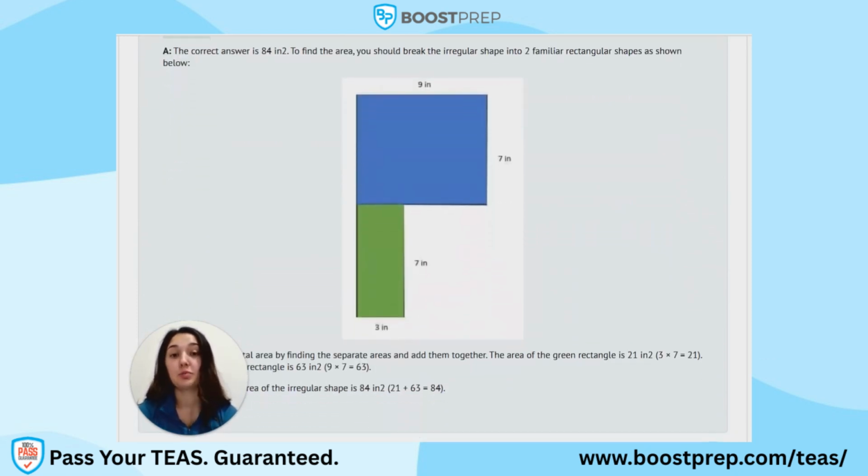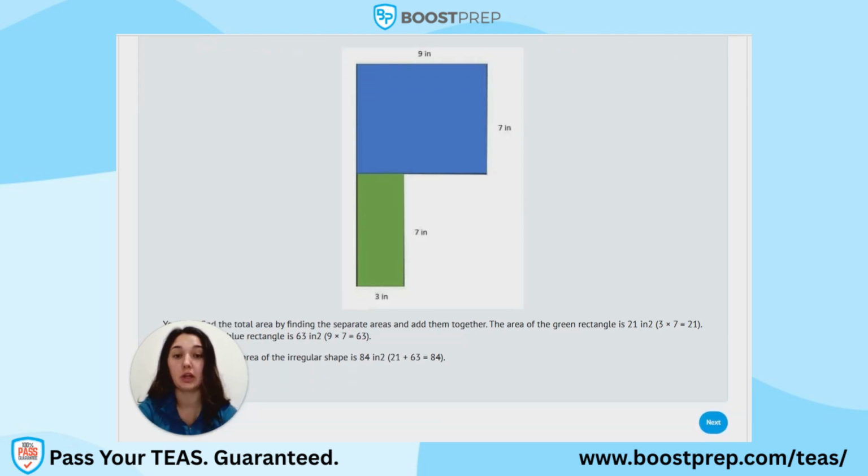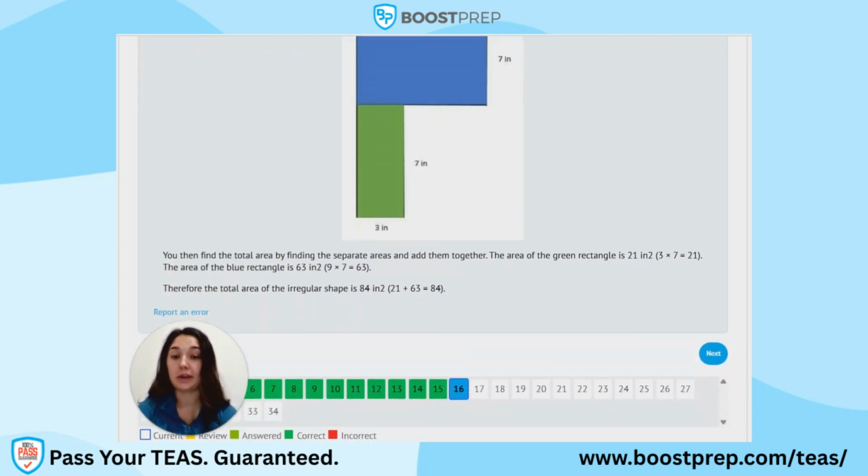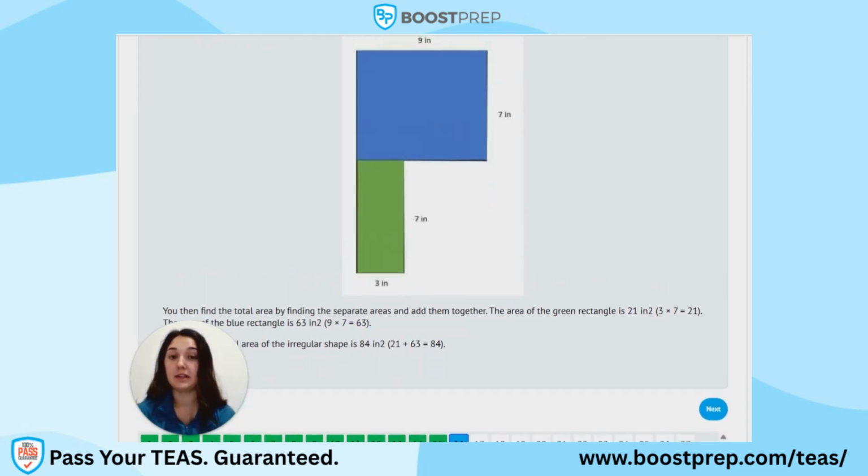To find the area, you need to break the irregular shape into two familiar rectangular shapes as shown below. So a 9x7 and a 7x3. You find the total area by finding the separate areas of the 7x3 and the 9x7 and adding them together.